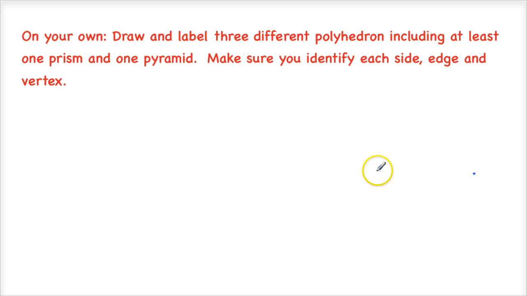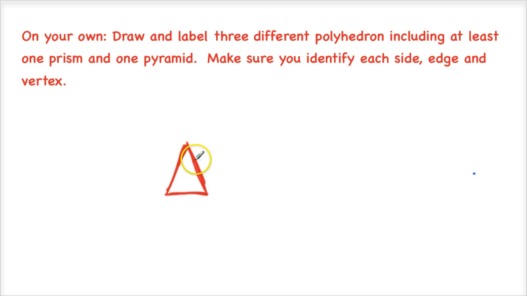So on your own, draw and label 3 different polyhedron, including at least 1 prism and 1 pyramid. Make sure you identify each side, edge, and vertex. So basically all we really want you to do is get some practice drawing these. So pick a polygon, it can be any shape. So we can try to draw a triangle here, and you could just sketch these.